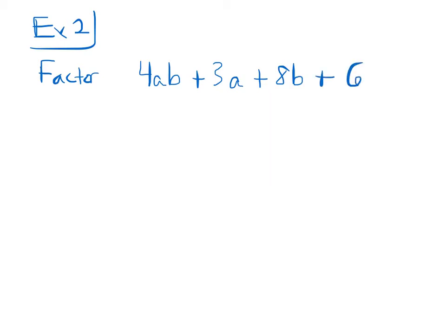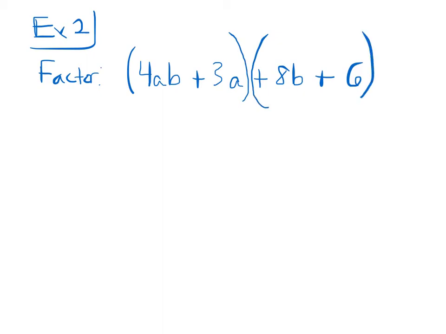Okay, example 2. What if I give you, it'll say to factor 4ab plus 3a plus 8b plus 6. You notice with this, it's basically the exact same problem as before. So if we look at this, what if I look for the GCF? I don't see one. So then I'm going to go on to grouping.